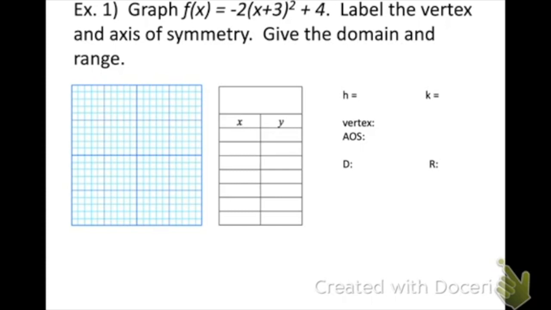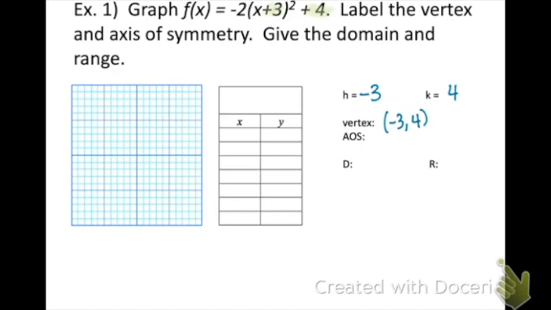All right, we're going to graph f(x). We need to label the vertex and the axis of symmetry, as well as give the domain and the range. So first of all, let's start filling out this right side. We need to figure out what our h and our k values are. If we look at our equation, our h and k are -3 and +4. So our vertex is the point (-3, 4). Remember, we always change the sign of h whenever we pull it out of an equation.